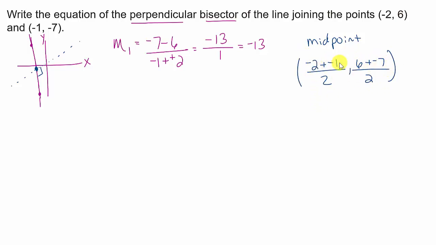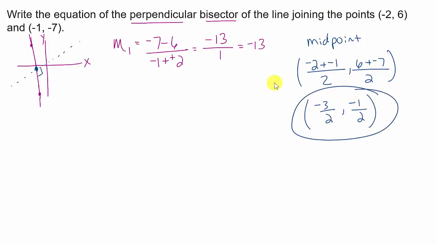And we want to simplify that. So -2 plus -1 is -3 over 2. That's our x-coordinate. And 6 plus -7 is -1 over 2, which is -1/2, going to be our y-coordinate. So this is the midpoint. So we're going to use this point, and we're going to use our perpendicular slope.